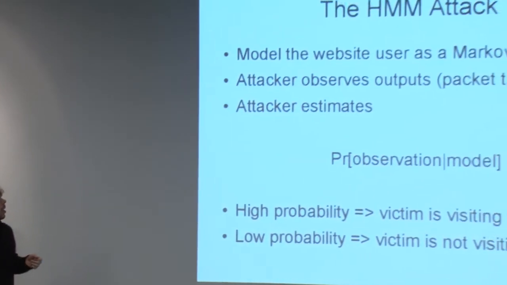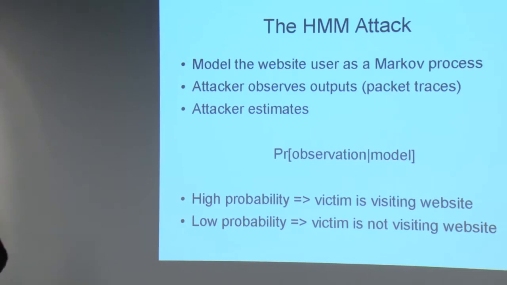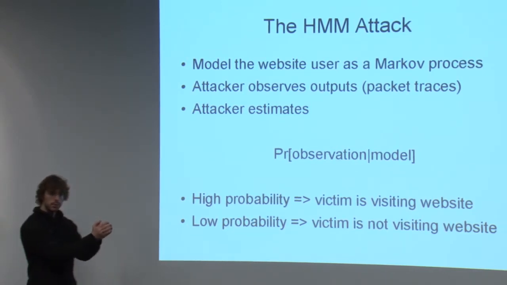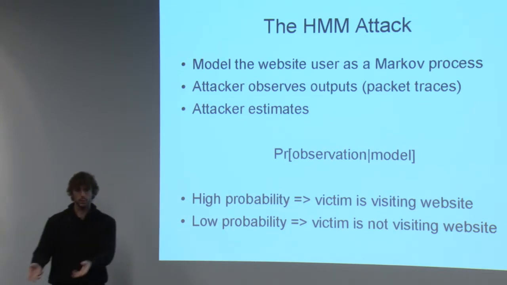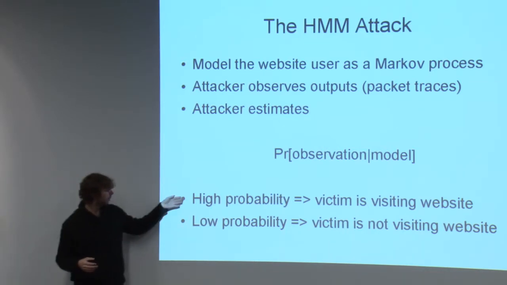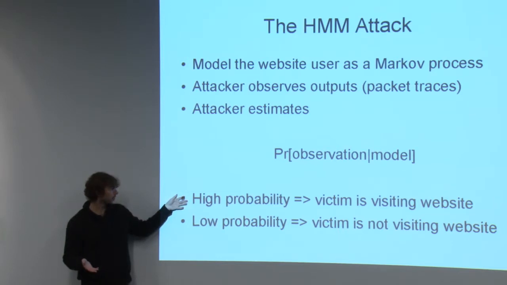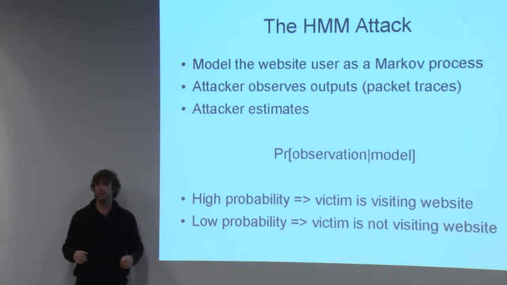The approach we take is to model the website and the user's behavior on the website as a hidden Markov model, and the outputs of the model are the traces that the attacker can observe. The attacker will construct a model for the site, and given an HMM and a sequence of observations, there's an algorithm for computing how likely this sequence of observations is to be generated by this particular model. If the algorithm says this model is really likely to generate this output sequence, then the attacker will conclude the victim is probably visiting the website that model covers. If the algorithm says this model of this website is very unlikely to generate this observation, then they're probably visiting some other website.